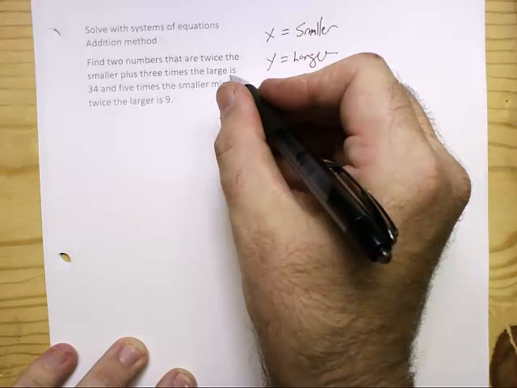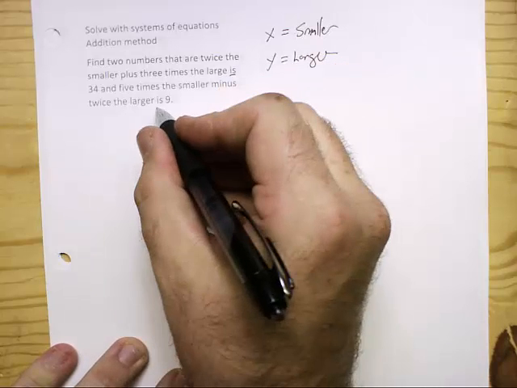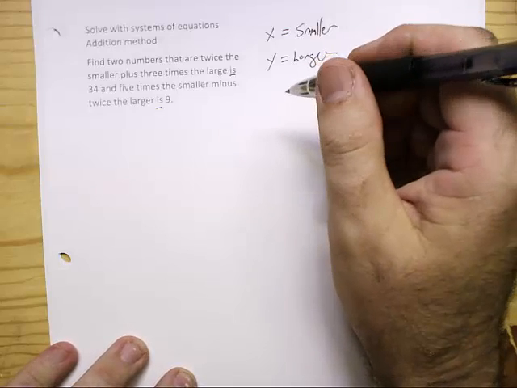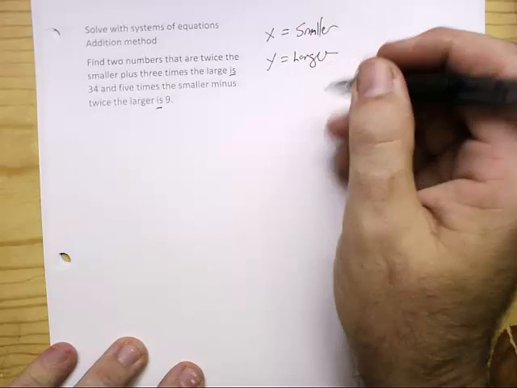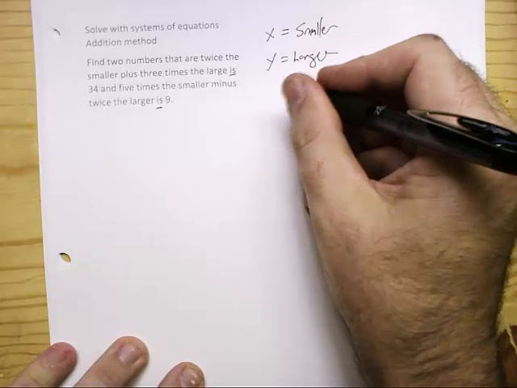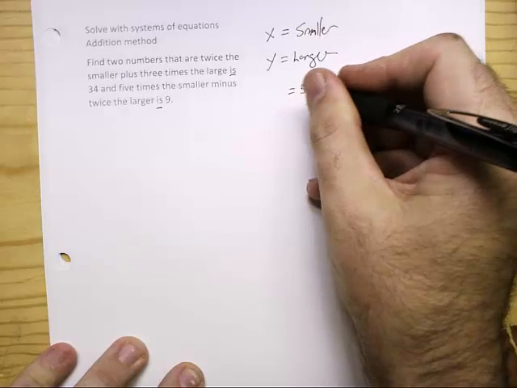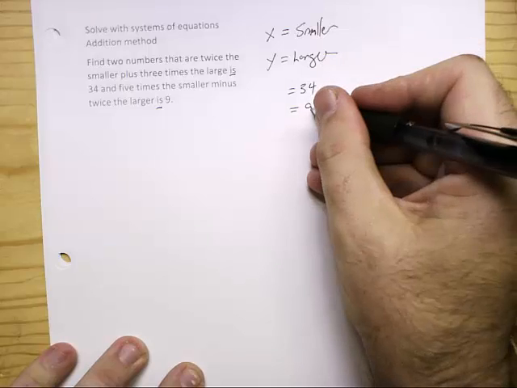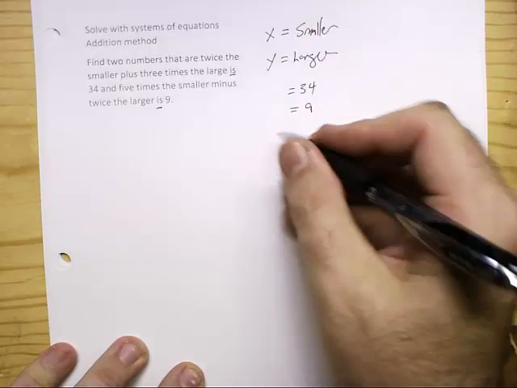Whenever you find an "is" in a word problem, it usually means an equal. So one of them is going to equal 34, and one of them is going to equal 9. Let's see if we can make this.